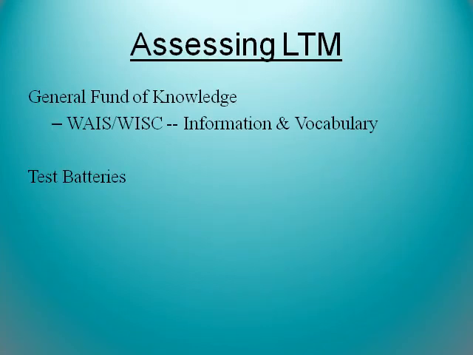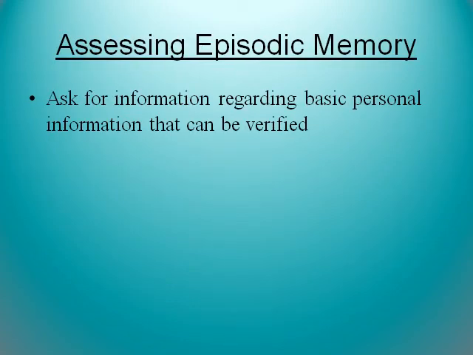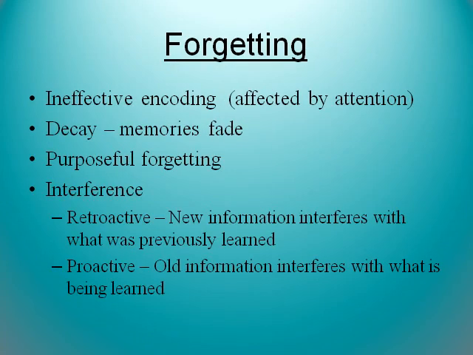So how do we assess long-term memory? Well, like we were talking about earlier, the WAIS and the WISC and any other tests that look at old school learning, including information and vocabulary, that looks at your long-term memory. And then any other test batteries will too. How do we assess for episodic memory? Well, like we were talking about a little bit earlier, we get collateral information, we ask for the personal information, we get it verified. And then forgetting is really ineffective encoding, affected by attention, or decay.